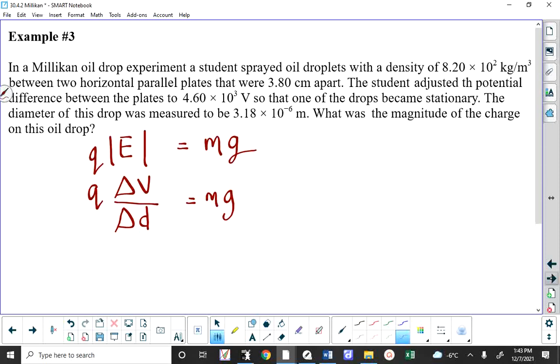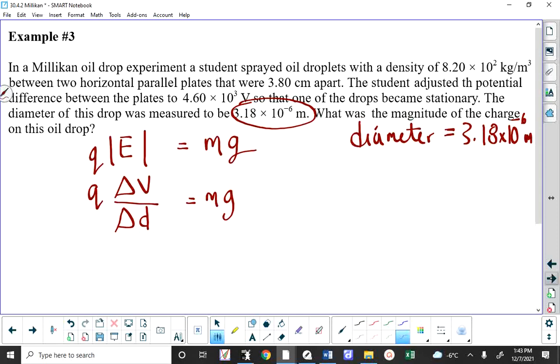You're told, however, the diameter is 3.18 times 10 to the negative 6 meters. And you might ask why we're not given the radius, but you're given the diameter. When you measure the size of a sphere, you can't measure the radius directly. I mean, if I gave you a basketball and I said, what's the radius? You can't put your ruler from the center to the outside. It's impossible. But you can put your ruler up against it and measure the diameter and then divide by 2 to get the radius.